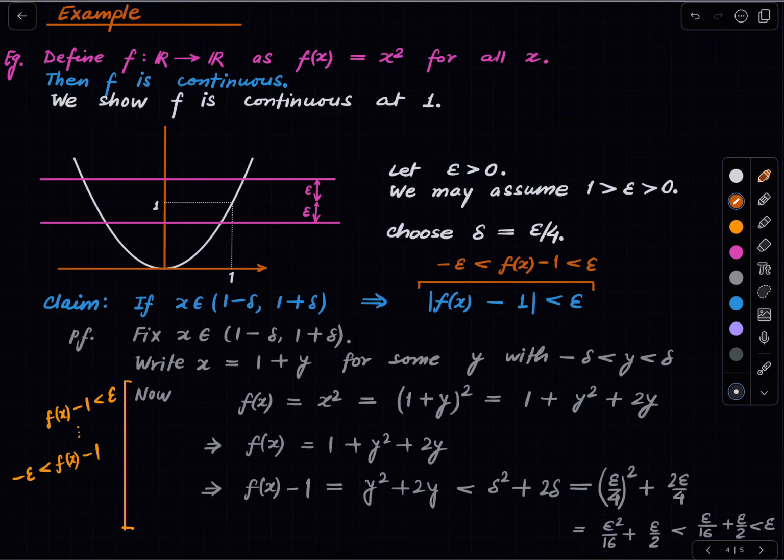Okay, so that proves continuity at 1, and I hope it has given you some insight as to what is going on when we say f is continuous at a certain point.